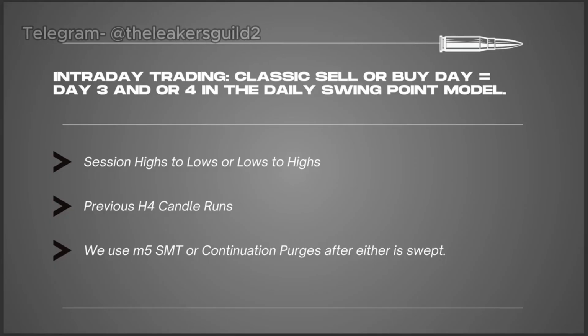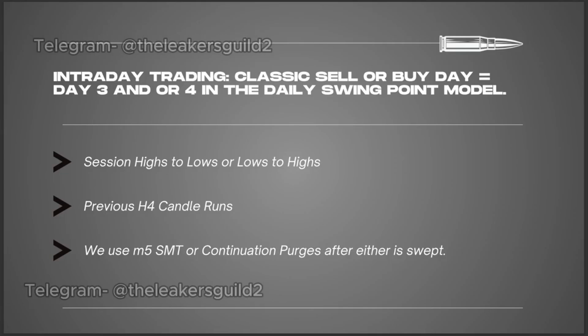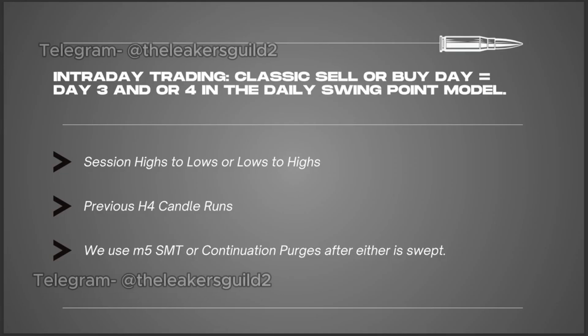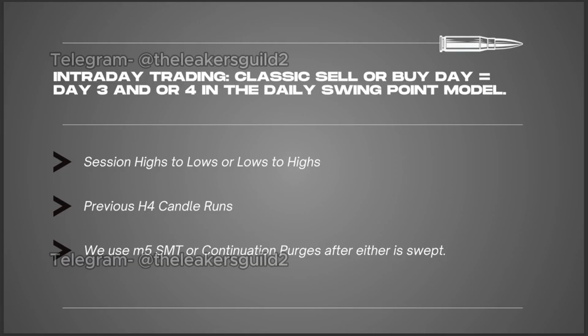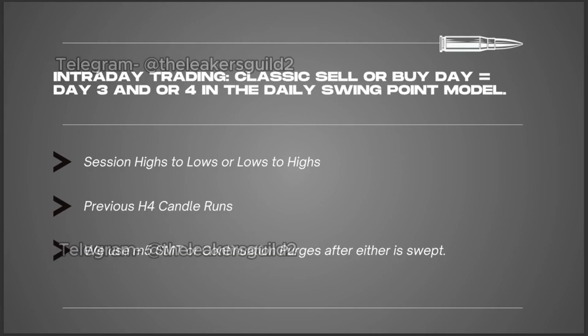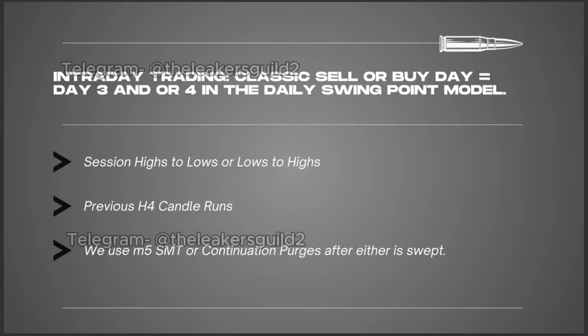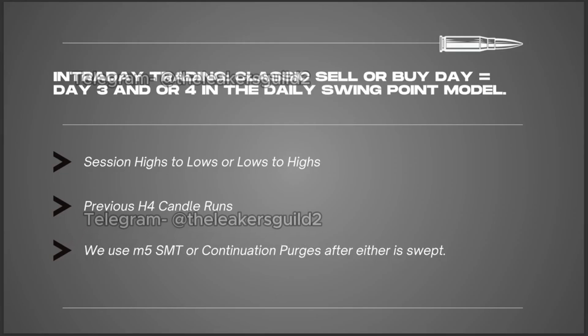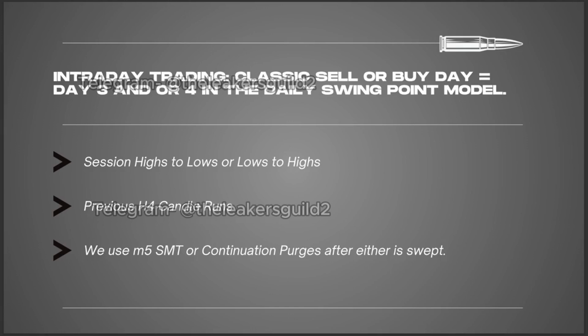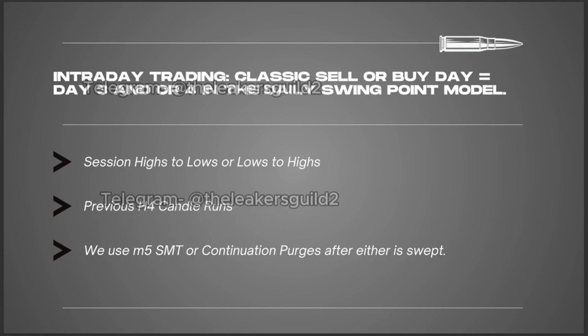Right, so lastly, let's talk about intraday trading. The classic sell or buy day is day number 3 and/or day number 4 in the daily swing point model. So on this, we're going to be focusing on session highs to lows or lows to highs. We're going to be focusing on 4-hour previous candle runs, and we're going to be using 5-minute SMT or continuation purges after either one is swept.